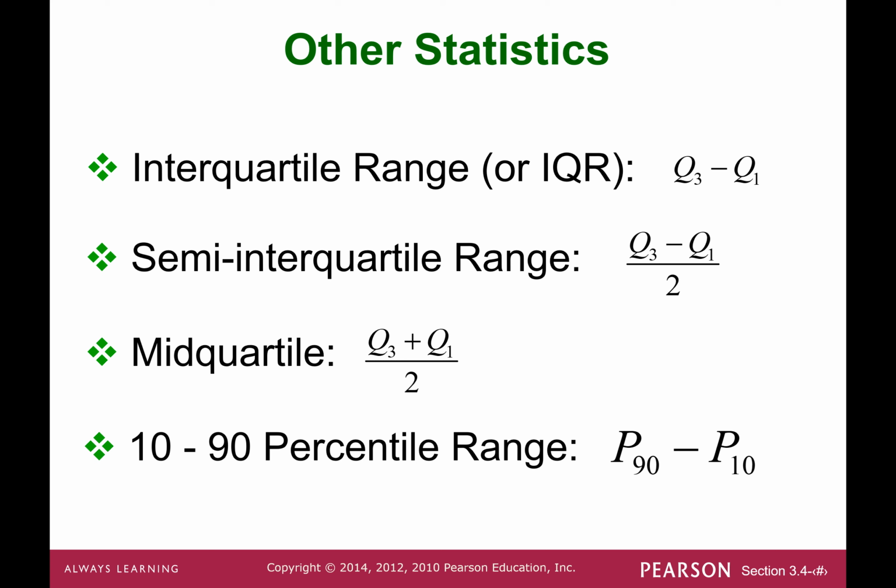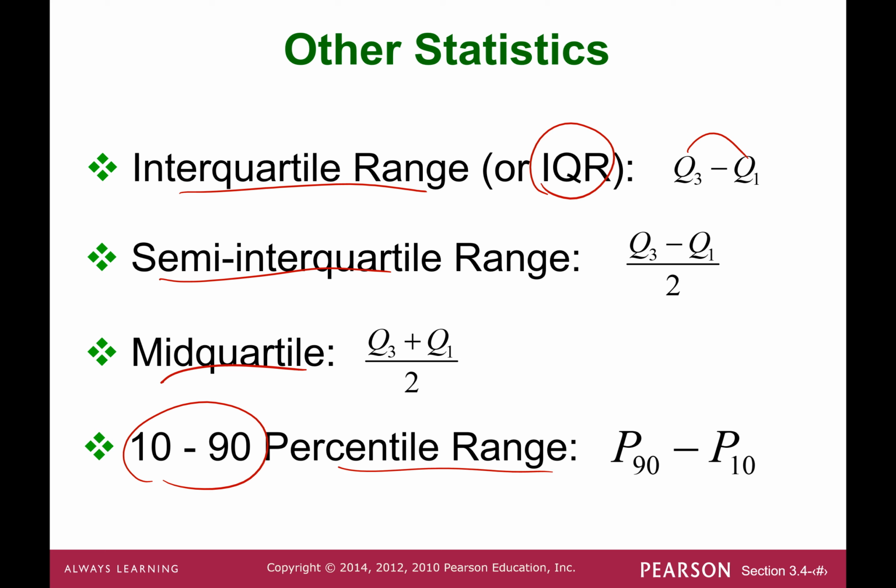We also have other important statistics we use to measure relative standing. We call this the interquartile range, IQR, equal to quartile 3 minus quartile 1. The semi-interquartile range is quartile 3 minus quartile 1, divided by 2. The mid-quartile range is quartile 3 plus quartile 1, divided by 2. The 10 to 90 percentile range is percentile 90 minus percentile 10.